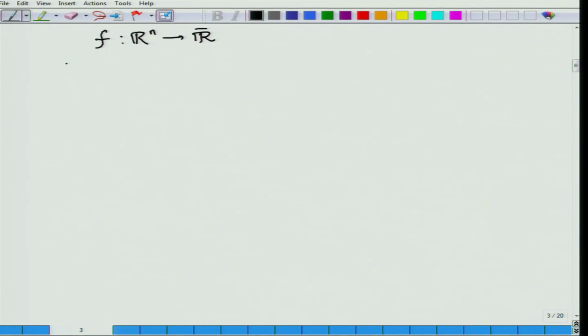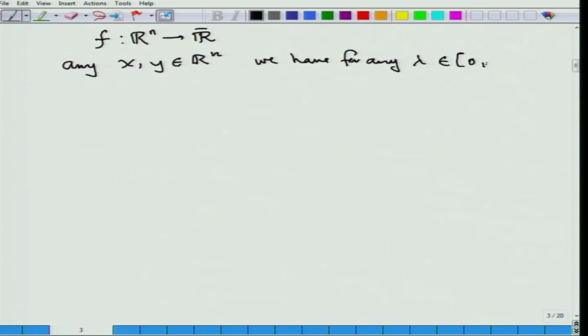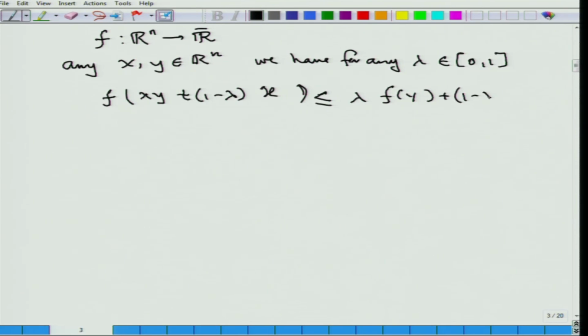Now, you see, I can now take a function from Rn to R bar and define it in this fashion. For any x, y in Rn, we have for any lambda belonging to (0, 1), f of lambda y plus (1 minus lambda) x, sorry, 1 minus lambda x, to be less than or equal to lambda f of y plus (1 minus lambda) f of x.